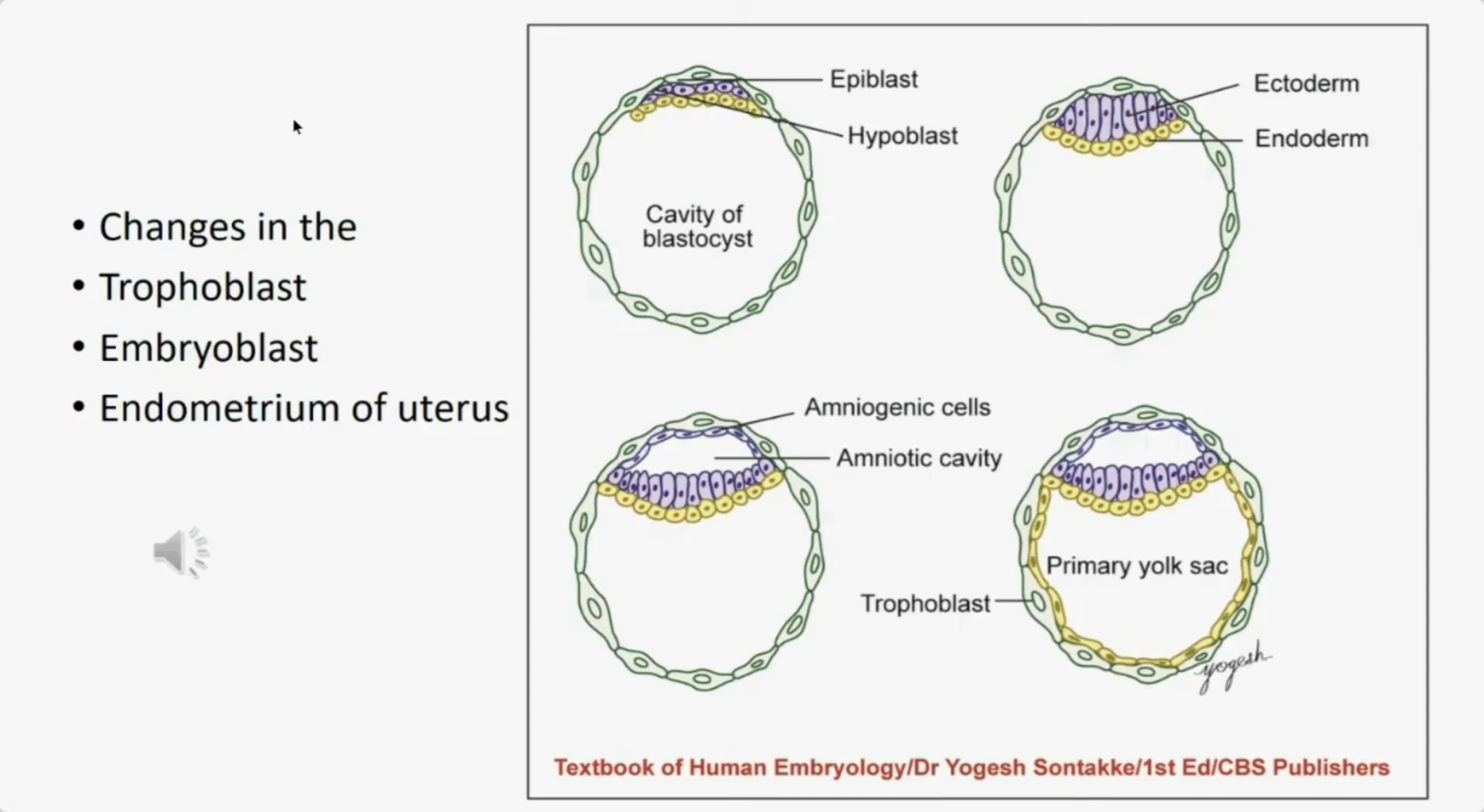So, development of the embryo during the second week. Which are the changes that occur during the second week? They are the changes in the trophoblast, changes in the embryoblast and changes in the endometrium of the uterus. So here we can see the outer layer, which is the trophoblast, the cavity of the blastocyst, and the inner cell mass reclining towards the cavity, which becomes the hypoblast.